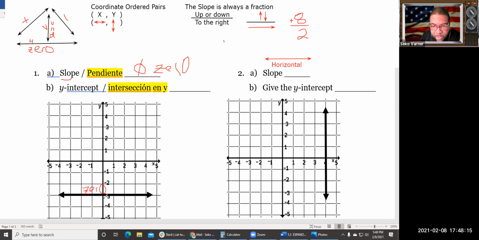Okay. What's the Y-intercept? Well, that's right here. Remember, this is the Y axis and it's right here at -3. So our answer is -3. But remember, we're going to keep it in that ordered pair format of X, open parentheses, X, comma, Y, close parentheses.